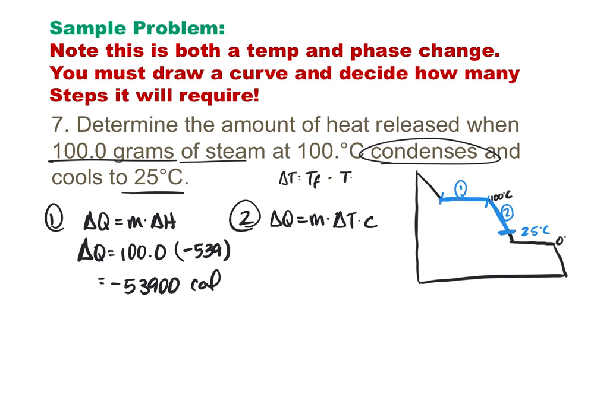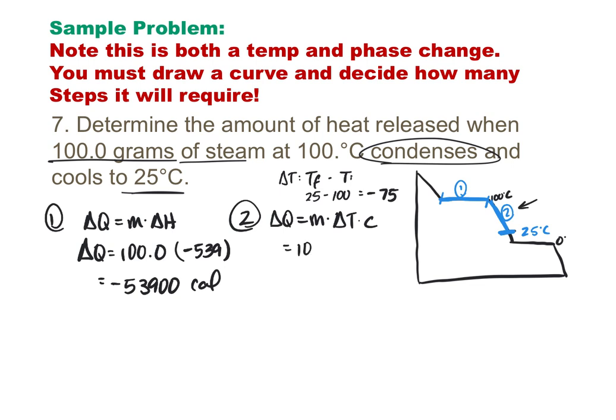On the other segment, I have a temperature change. So I'm going to take my final temperature, 25, minus my initial temperature, 100. And it's in the liquid phase, so let's not forget that. And that's going to be negative 75. So it's lost heat here. We've lost temperature, so it's going to be a negative number.